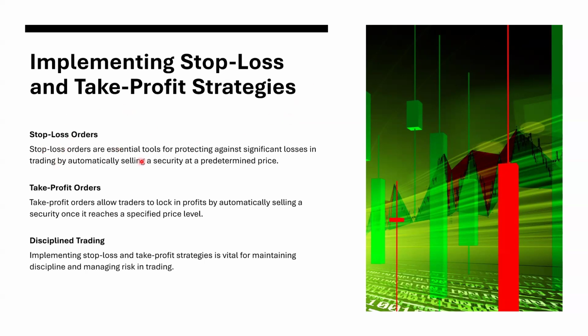Stop loss orders are essential tools for protecting against significant losses in trading by automatically selling a security at a predetermined price. Take profit orders allow traders to lock in profits by automatically selling a security once it reaches a specified price level. All these things are explaining risk reward ratio. Because if you do that properly, all these hint at a disciplined trader. We've been talking back and forth about discipline, risk management, and other stuff.